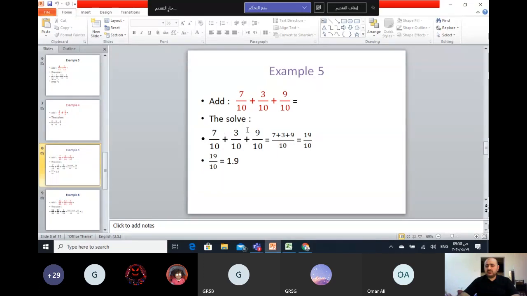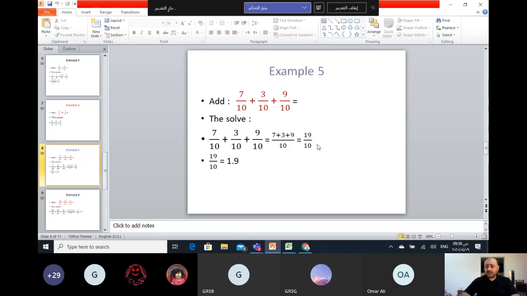Then add the numerators. 7 plus 3 plus 9. 7 plus 3 is 10. 10 plus 9 is 19. So the answer will be 19 over 10. This is the last answer.